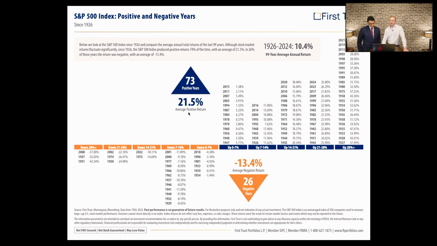The average positive return is 21.5%, whereas the average negative return is 13.4%. We're going to live through some of these years. I think most people can handle, let's just say we're down 15% somewhere. The majority of them are in this range. Most people, I think, can handle that. And you reap the rewards for living through some of that. And the reward is almost 10.5% annualized returns over 99 years.